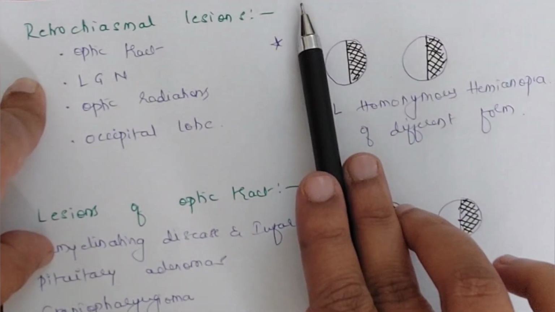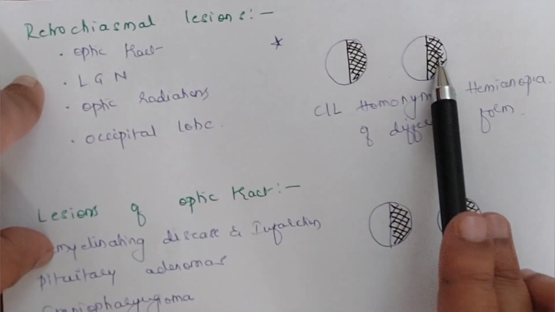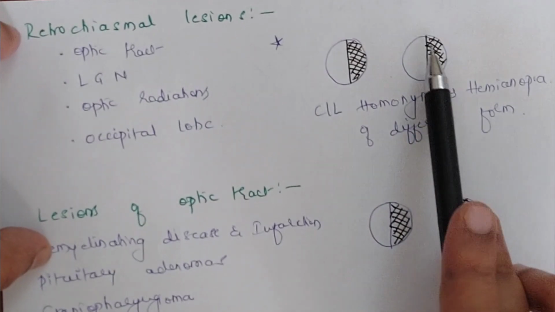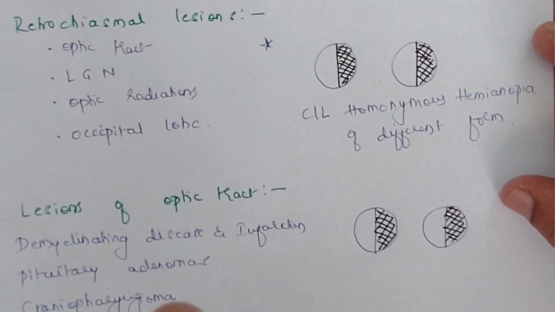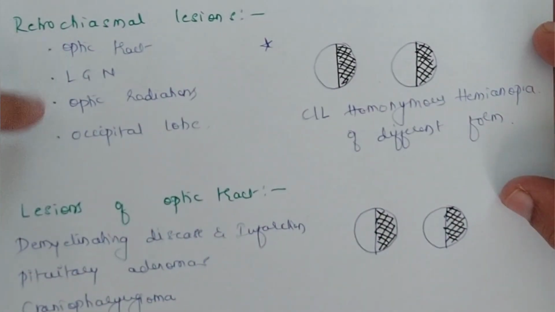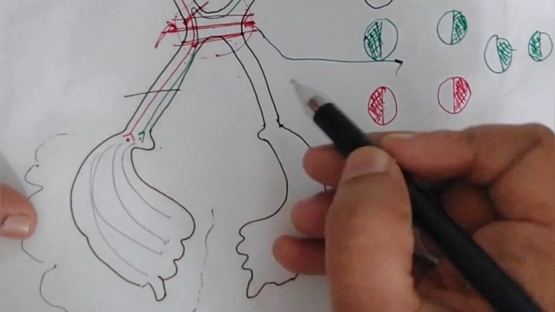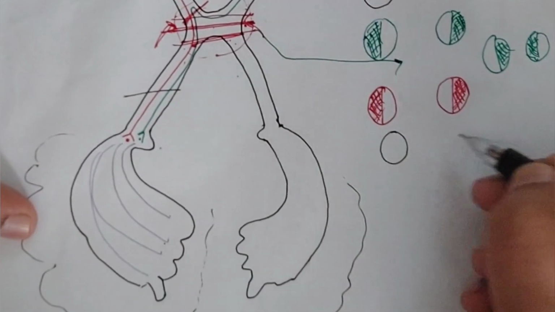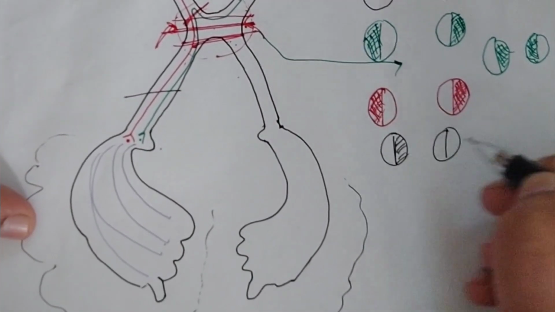Means if the right side is affected, the patient will have the defect on the left side, that is left half of the visual field. This thing is common, that is contralateral homonymous hemianopia, but the form of homonymous hemianopia will differ depending upon the site of lesion. Okay, so if there is optic tract involvement, as I told, the patient will have contralateral homonymous hemianopia first.